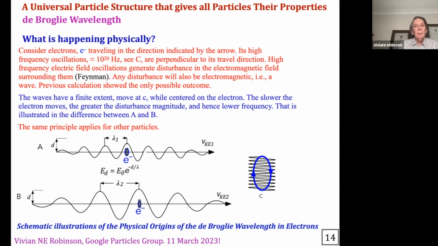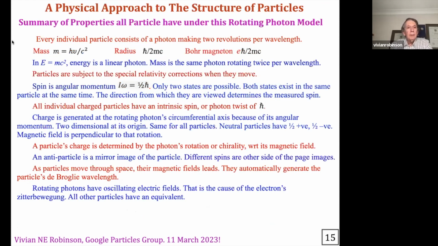So just to give a quick summary here of the properties that all particles will have. Every individual particle consists of a photon making 2 revolutions per wavelength. That gives its mass, its radius, its Bohr magneton. Now this is not calculated, this is measured. In E equals mc squared, energy is a linear photon, mass is the same photon rotating twice per wavelength. Particles are automatically subjected to special relativity corrections when they move.